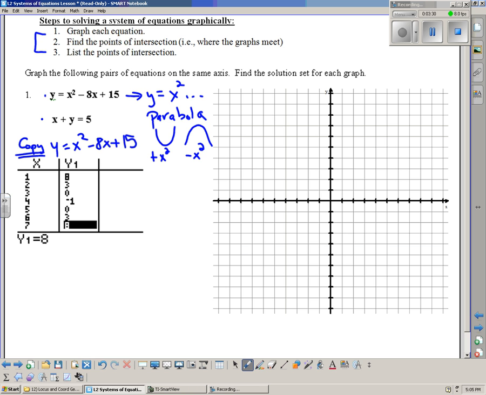And then what we do is we're going to plot these points. So I'm going to go 1, 8. There's a point. 2, 3. There's a point. 3, 0. There's a point. 4, negative 1. There's a point. 5, 0. There's a point. 6, 3. There's a point. And 7, 8. There's a point.